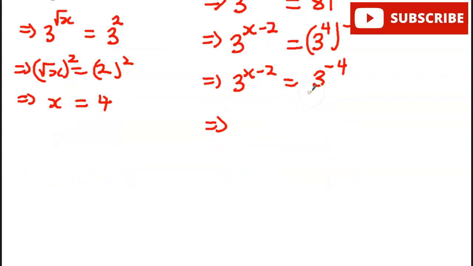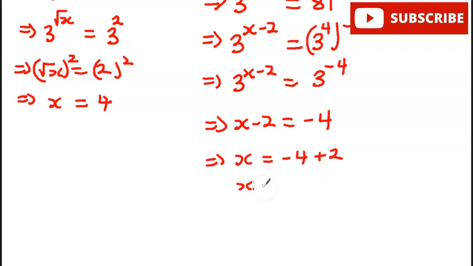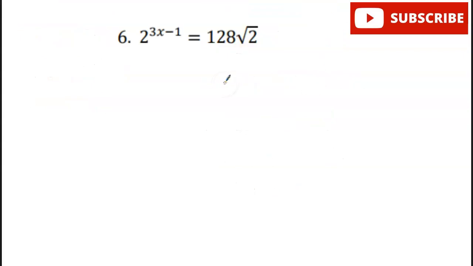So the bases are the same. So it means that the exponents will be equal. So x minus 2 is equal to minus 4. We want to find x. We send minus 2 to the right hand side. So x will be minus 4 plus 2. So x is equal to minus 4 plus 2, which is minus 2. Let's look at another example, which is the last one.